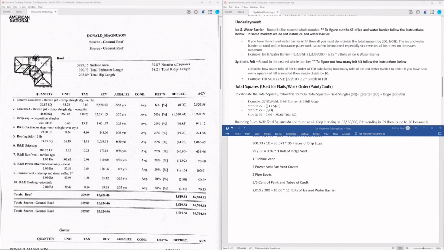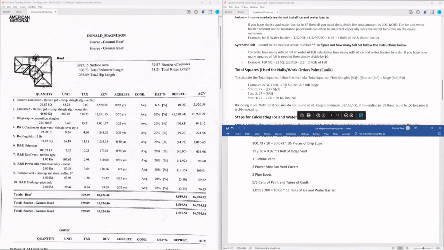If we notice here, we have 39.87 squares of felt. Now we're going to actually have to calculate how many squares of felt need to be ordered, because the 39.87 is also the total surface area. So if we order based on this number, we will be ordering enough felt to cover the entire house on top of the 11 rolls of ice and water barrier. Whereas we should be subtracting the square footage of ice and water barrier from our square footage on the house to determine how much is installed with felt and how much is going to be covered with ice and water barrier.